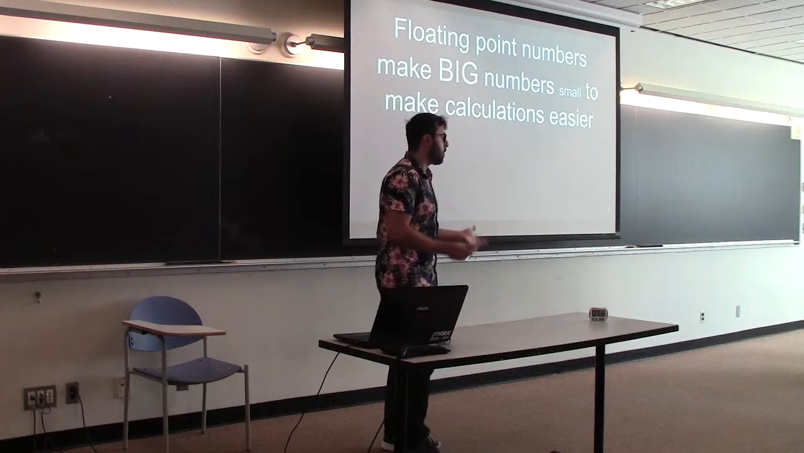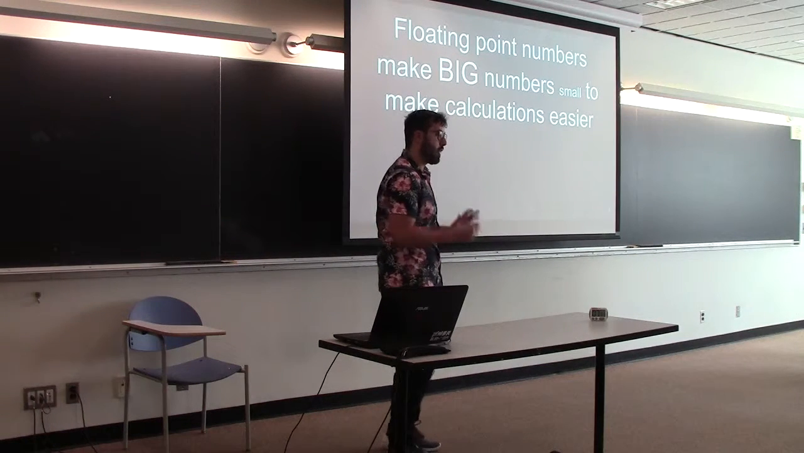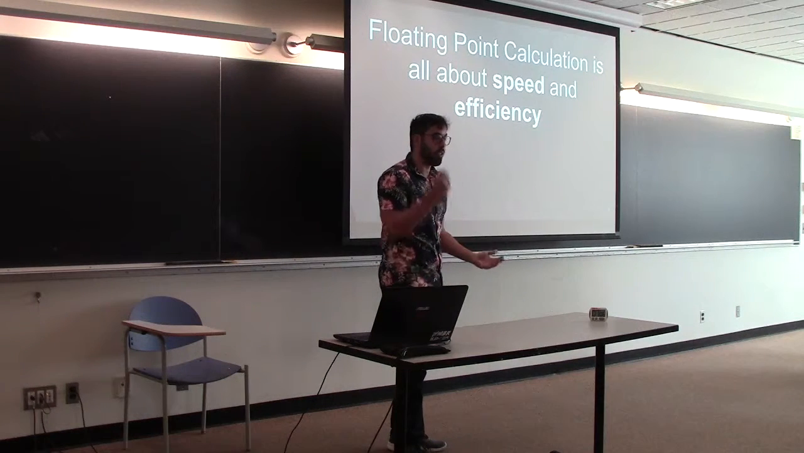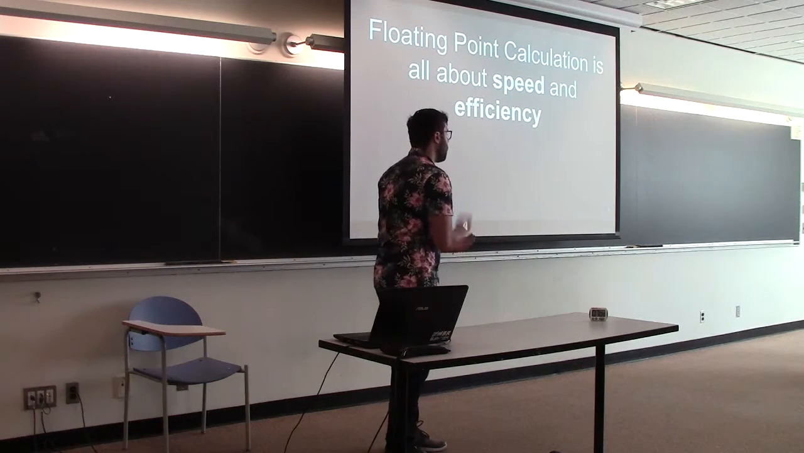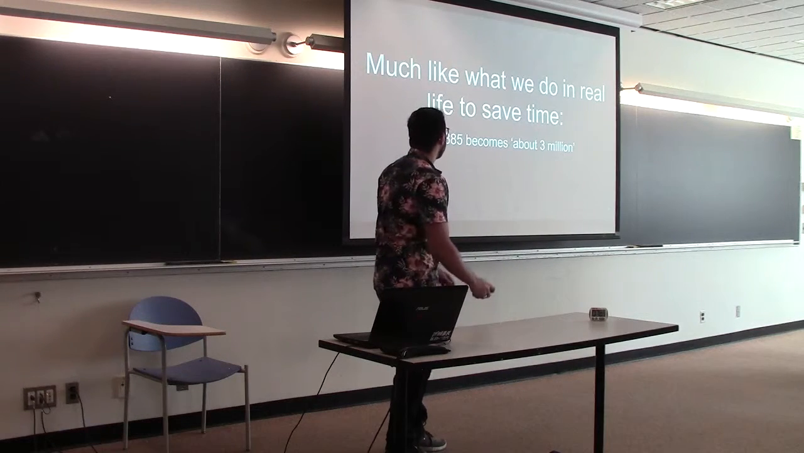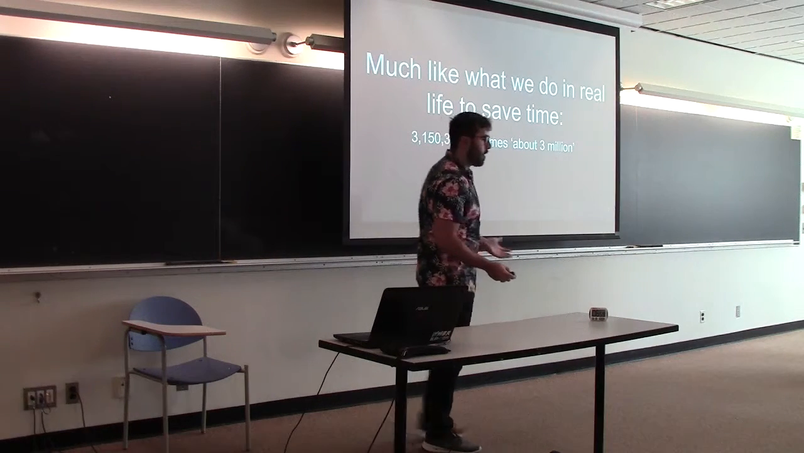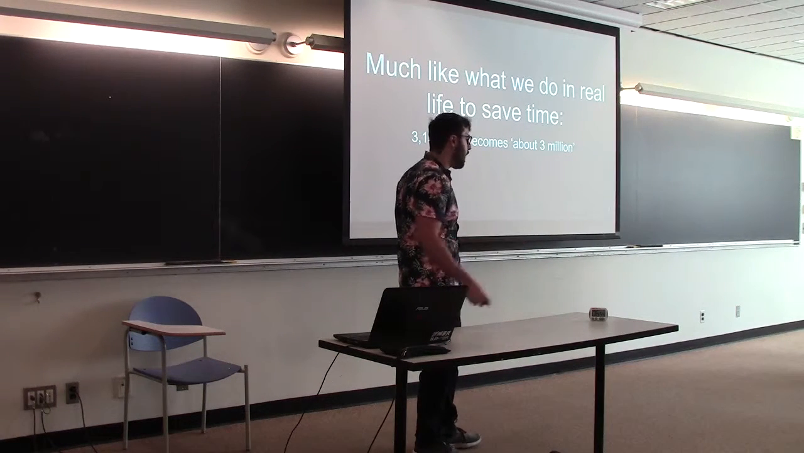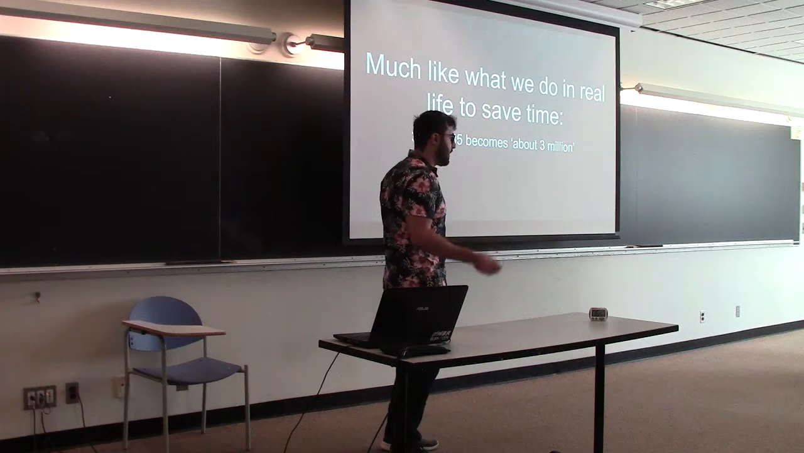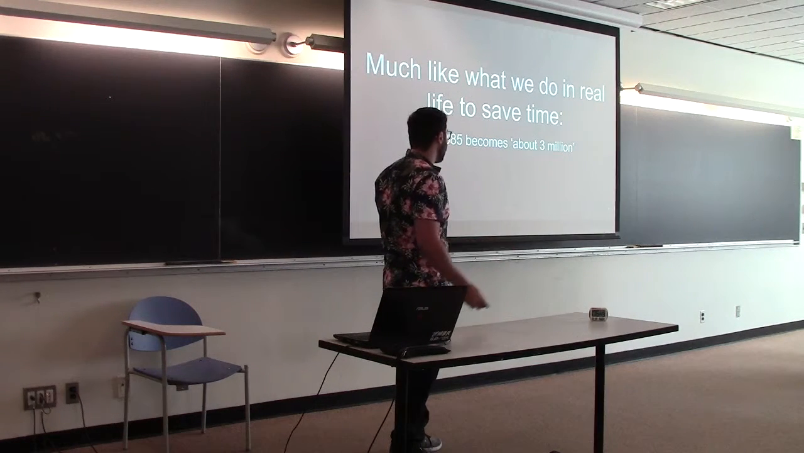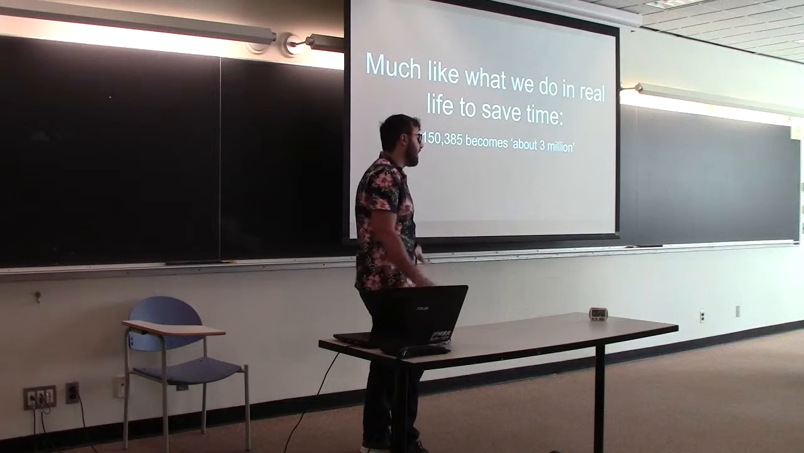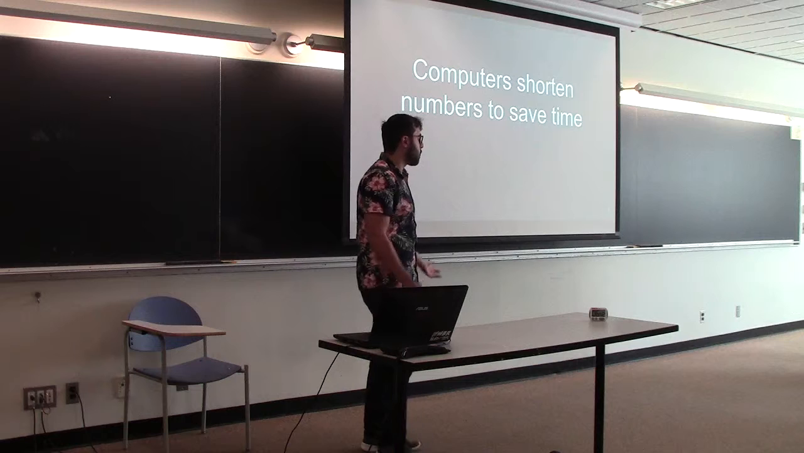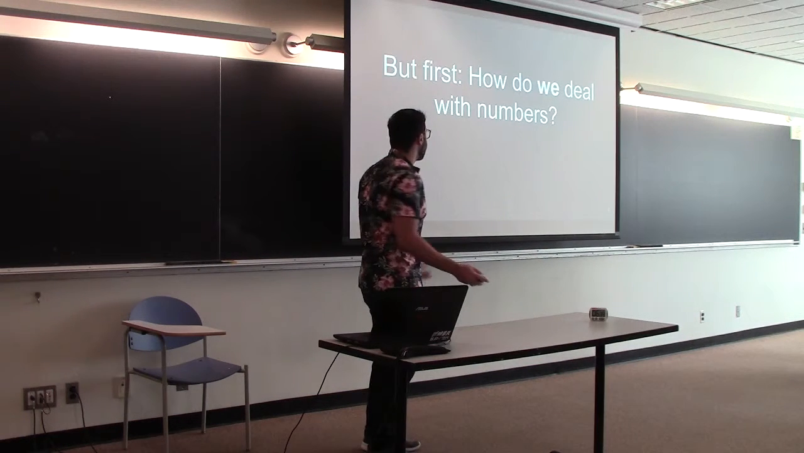Floating point numbers make big numbers small so that computers can actually calculate things faster. And floating point calculation is all about quickness and efficiency, right? So much like what we do in real life. You wouldn't go around telling someone, hey, I saw 3,150,062 ants at the beach, right? You would seem like a nerd. You would actually say, hey, I saw like 3 million ants on the beach today. So computers also shorten these numbers to save time.